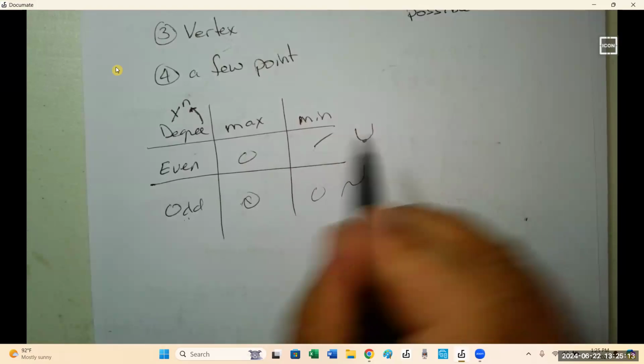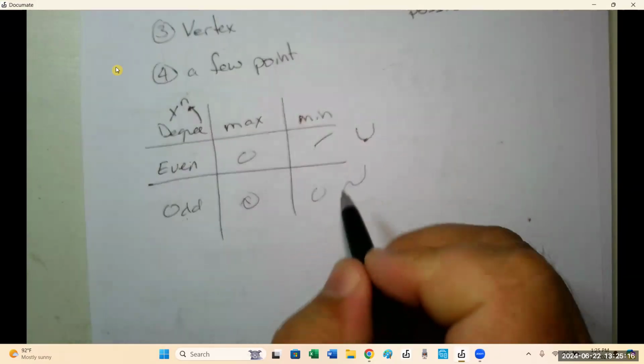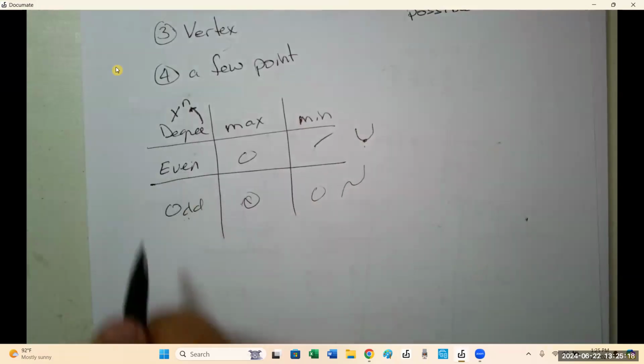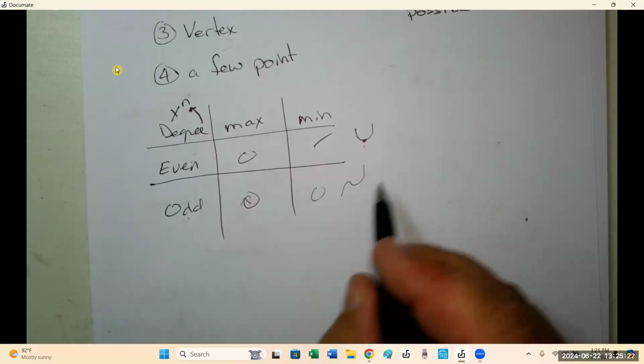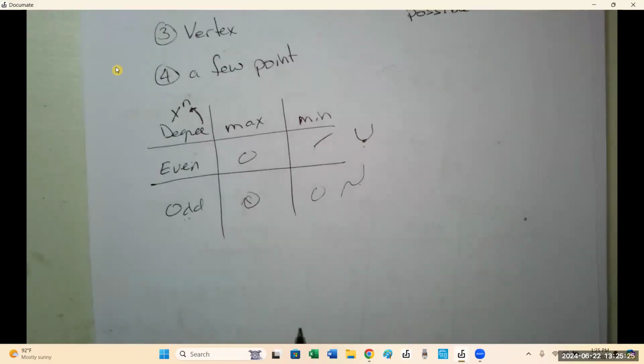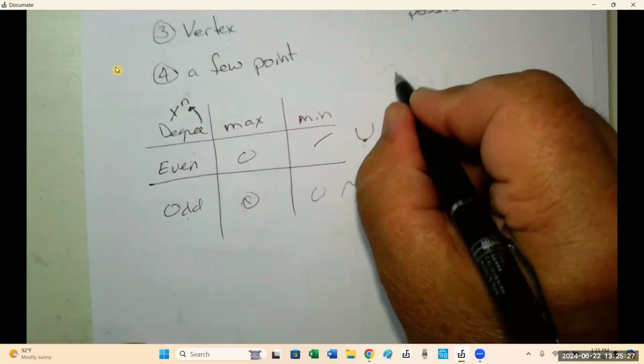And if the degree is even, then we have a minimum. If it's odd, then we don't have any. So let's look at why that is so.